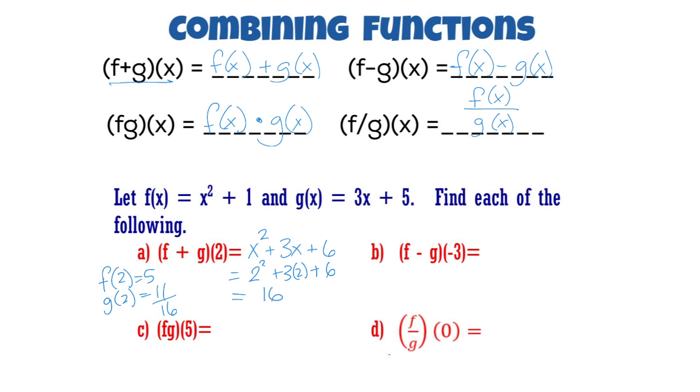All right, so on this next one, we're doing subtraction. And for no particular reason, I'm going to do our second method. So I'm going to do f of negative 3. Putting in negative 3 squared, that's a 9 plus 1, so that's going to equal 10. Now let's do g of negative 3. Put in a negative 3 here. I have negative 9 plus 5. That's negative 4. So g of negative 3 is negative 4.